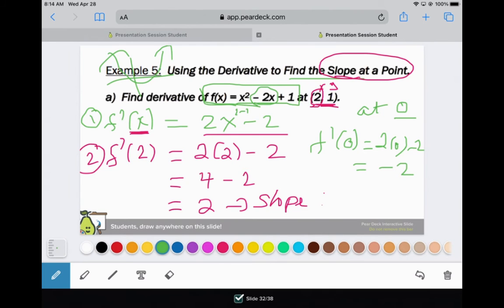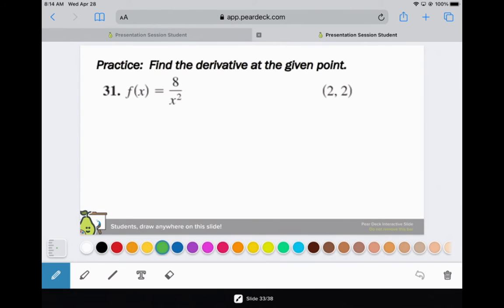Let's do another one. Okay, find the derivative at a given point. So notice this is going to be x, this one is going to be y, right? Let's review a little bit. What do I do for this function before I can take the derivative? Because this one I cannot just take the derivative right away. What should I do first?